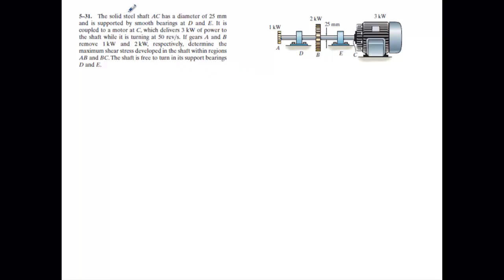This is 5-31. This one we've got a steel shaft that has a diameter of 25 millimeters, supported at D and E.